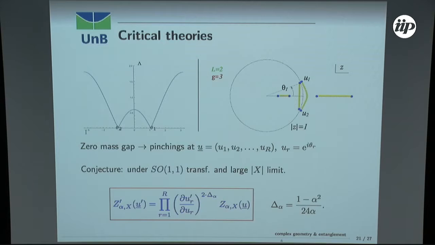And we conjecture that under this SO(1,1) transformation, the Renyi partition function behaves as a homogeneous function, depending on this. Let me call it the Renyi partition function. So, we conjecture that.